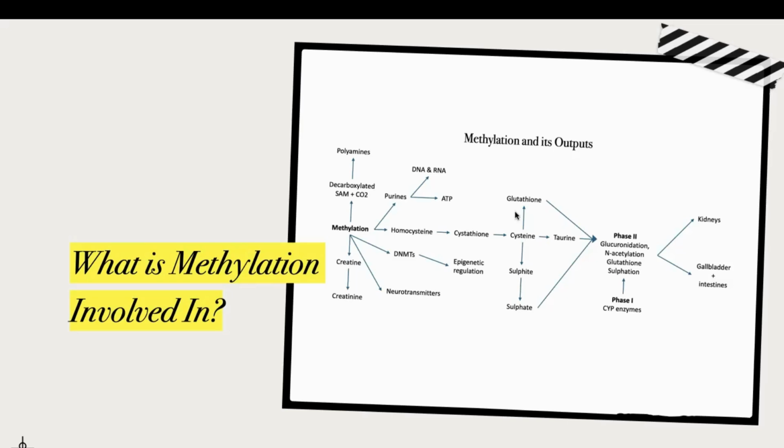We've also got DNMTs here, and they contribute to epigenetic regulation. So, epigenetic regulation is the process by which we turn certain genes on and off. And if you've been following me for a while or you attended the last live seminar that I did, then you probably know this already, but I'll just recap for people who don't know.